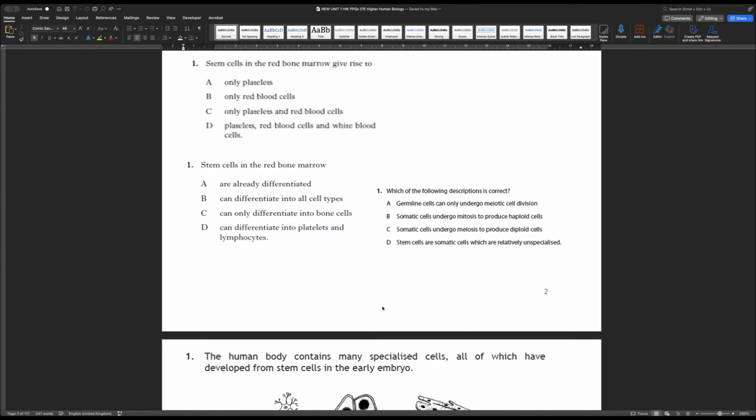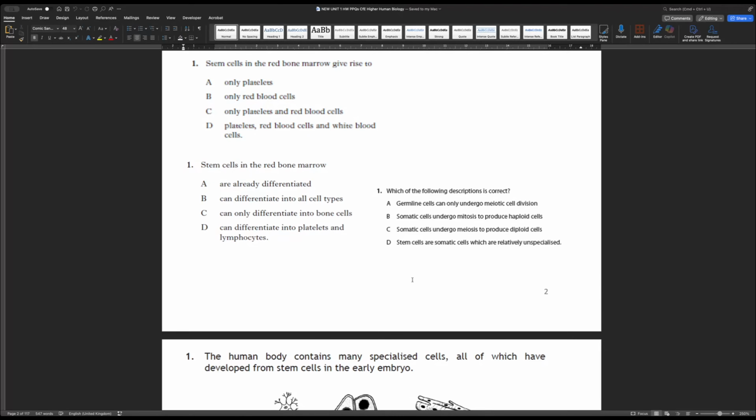Next question. Stem cells in the red bone marrow, are they A, already differentiated? They can differentiate into all cell types. They can only differentiate into bone cells, or they can differentiate into platelets and lymphocytes. We know that they can only differentiate into cells of that particular tissue type, and we know that red bone marrow gives rise to the blood cells, don't we? So it's not going to be A or B or C. The answer has to be D there, into platelets and lymphocytes.